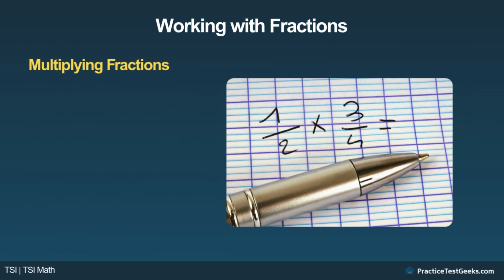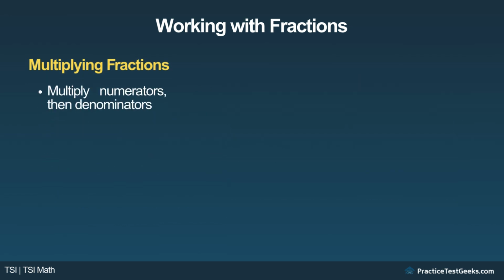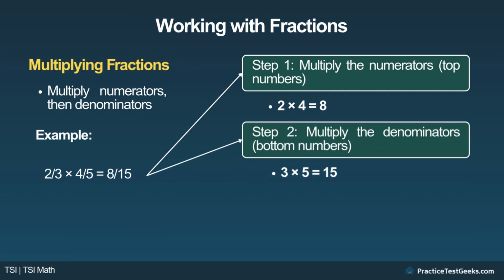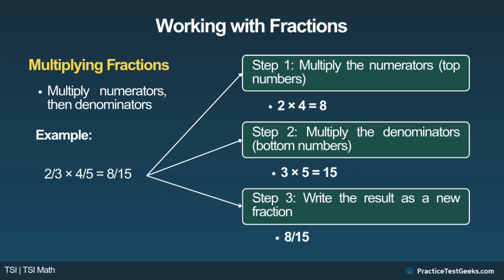2. Multiplying fractions. Multiply numerators, then denominators. Example, 2/3 times 4/5 equals 8/15. Here are the steps to multiply the numerators and then the denominators based on the given example. Step 1. Multiply the numerators, or top numbers. Step 2. Multiply the denominators, or bottom numbers. Step 3. Write the result as a new fraction.